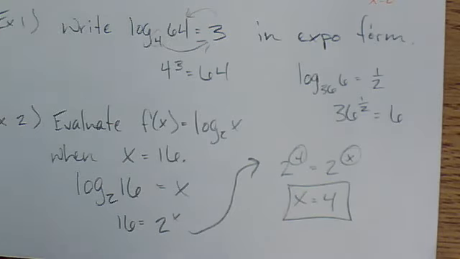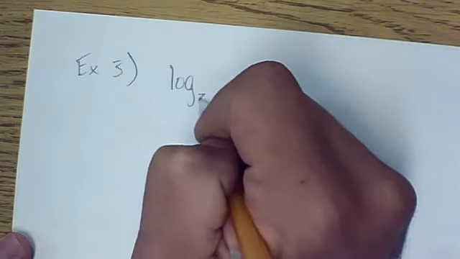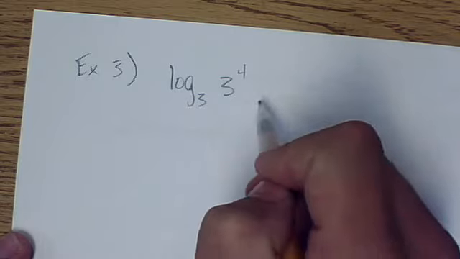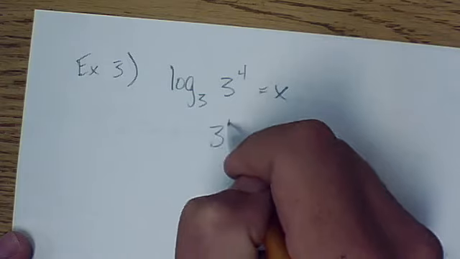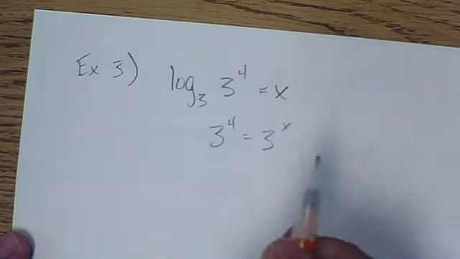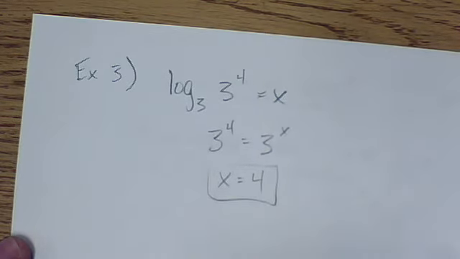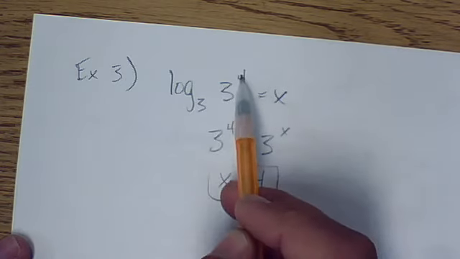Let me show you a couple more, mainly just some shortcuts that you'll be able to use. If you see something like a base 3 logarithm of 3 to the 4th, if I set that equal to x and put it in exponential form, then you can get your answer. But really the shortcut is this: whenever the base of the logarithm equals the base of that exponent, then your answer is going to be that exponent.